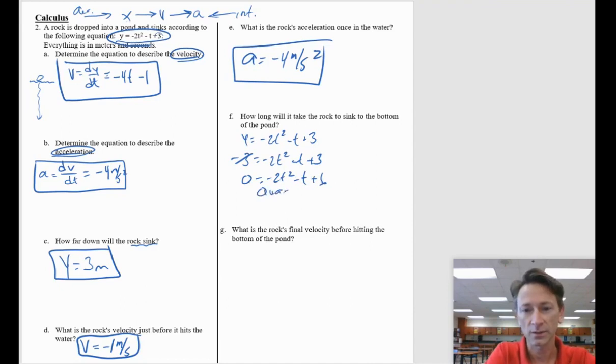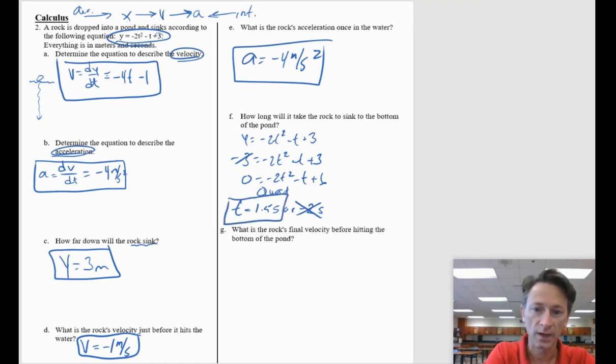So either put that into your calculator in the quadratic or manually solve out the quadratic formula. And when you do that, you get a time of 1.5 seconds or a time of -2 seconds. So we automatically know it's not the -2. So it's going to take the rock 1.5 seconds in order to sink to the bottom of the pond.